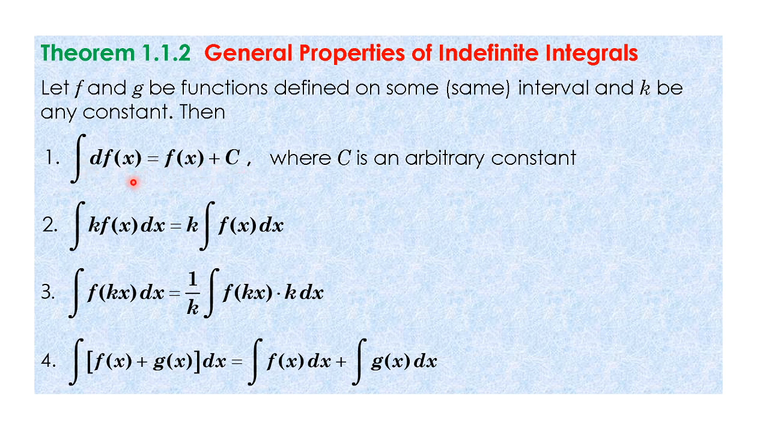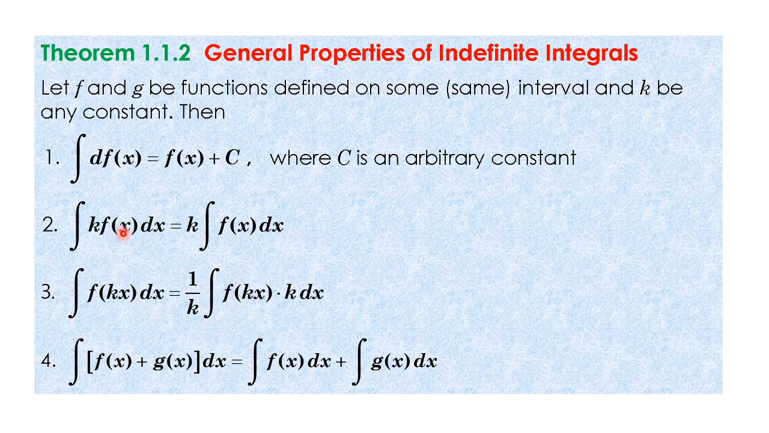So notice that if the integral sign and the differential operator are next to each other, they disappear, leaving only this expression or this function f of x. If the integrand f of x is multiplied by a constant k, this constant k can be moved out of the integral sign. So hence the integral of k times f of x dx is equal to k times the integral of f of x dx.